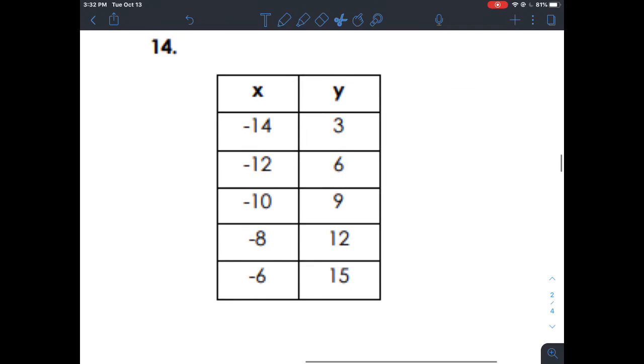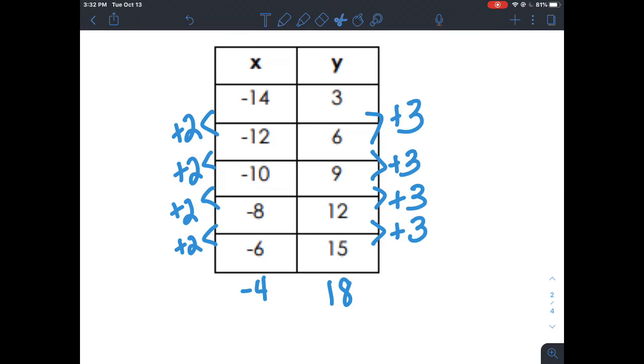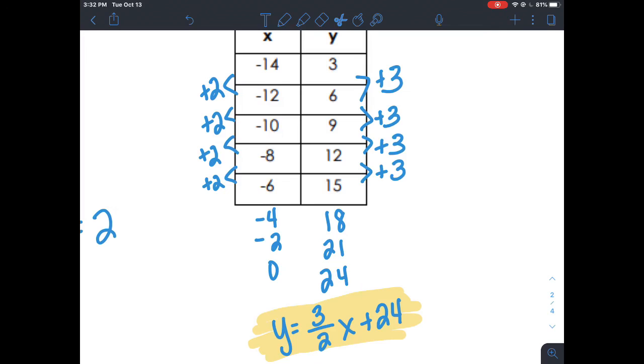Same thing for the next one. How did I get from -14 to -12 to -10 to -8 to -6? I added 2. For the y's, 3, 6, 9, 12, 15, what did I do? I added 3. So my slope will be 3 halves, 3 over 2. I need to find when x equals 0. So I'm going to add 2 to the x's, add 3 to the y's. So -4, -2, and 0. Again, it equaled 24. This time the only difference was my slope was 3 halves, so 3 over 2 x plus 24.